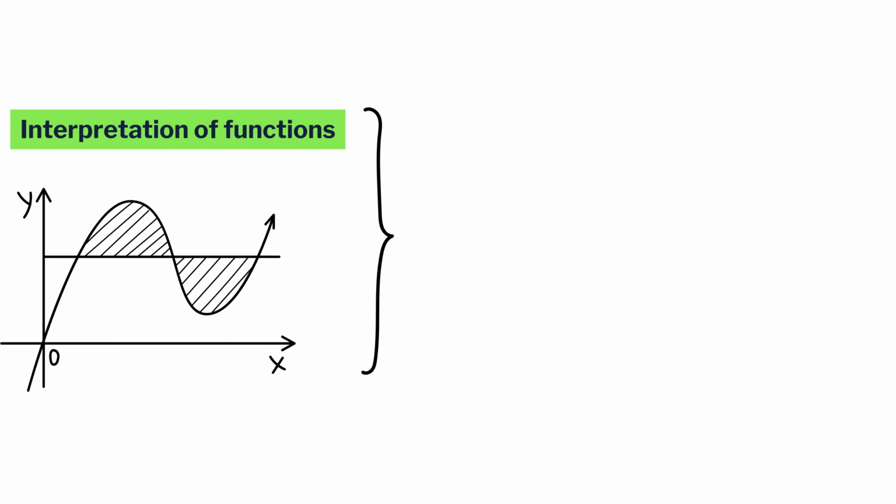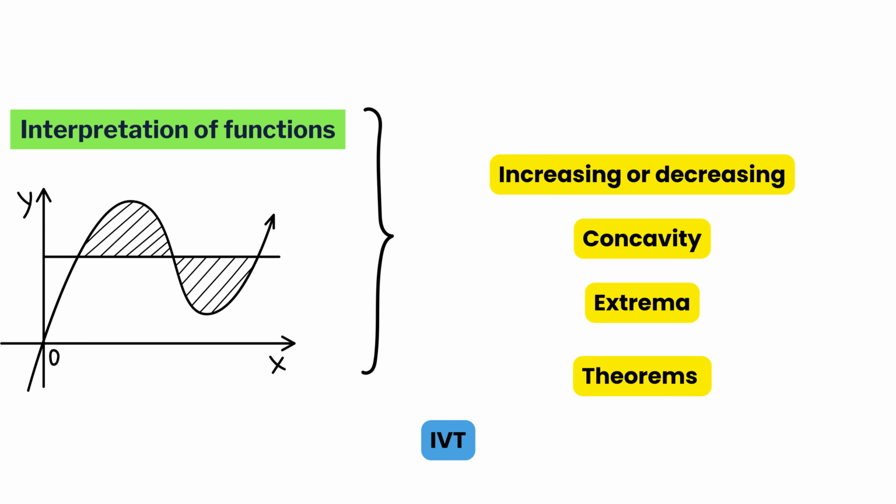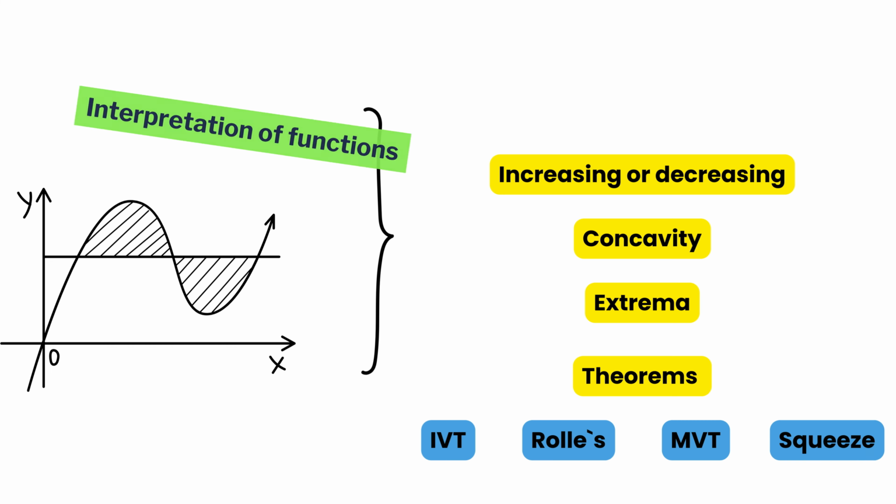In this video, we'll look at a few interpretation questions you might get on functions. We'll start with calculations to determine whether a function is increasing or decreasing. Then we'll explore a function's concavity and its extrema, absolute and relative, and finish with some theorem questions, including the intermediate value theorem, Rolle's theorem, the mean value theorem, and finally the squeeze theorem. All right, let's jump in.